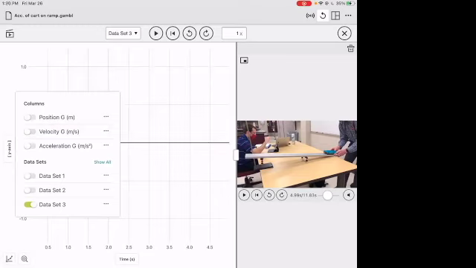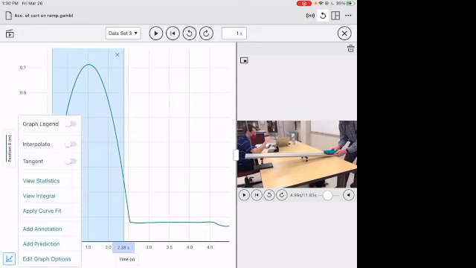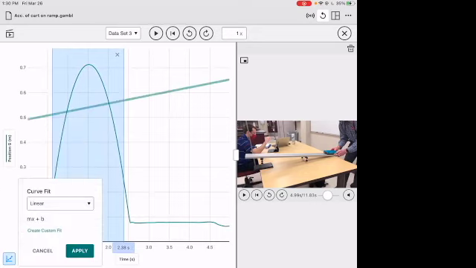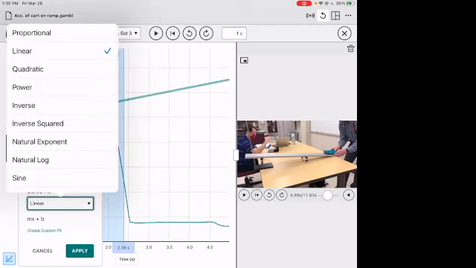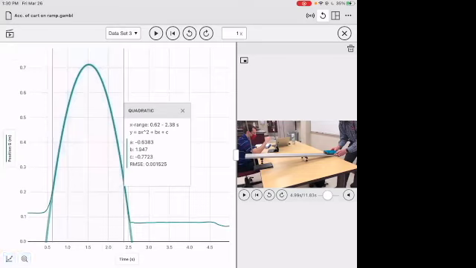Anyway, let me go to the displacement versus time graph, because people who are calculus teachers may be interested in this. I can highlight this part of the graph. This is a parabolic graph. I can do a curve fit on this, and I'll hit apply curve fit. It's not linear, so I pick quadratic, I hit apply, and I get this parabola graph. Position equals, and then you can see the coefficient there and so on.